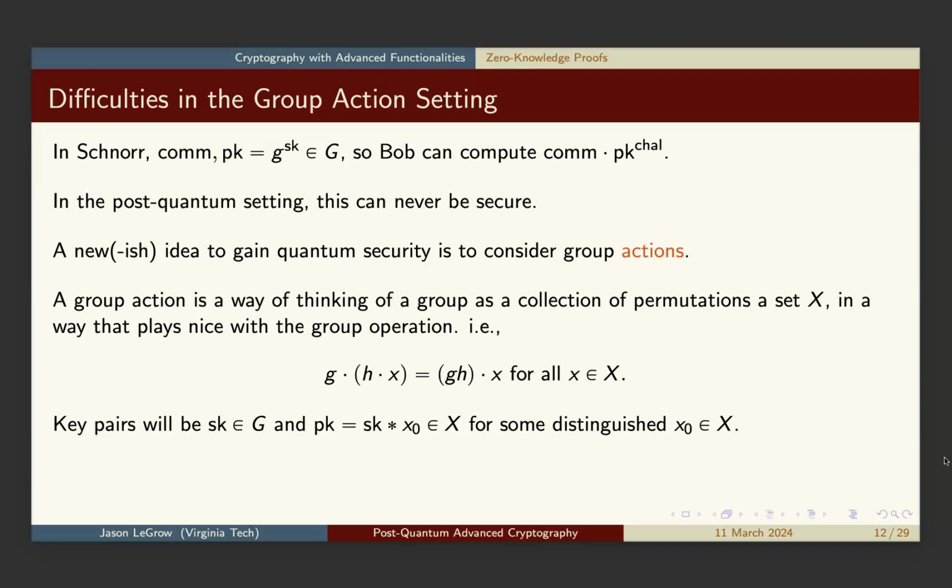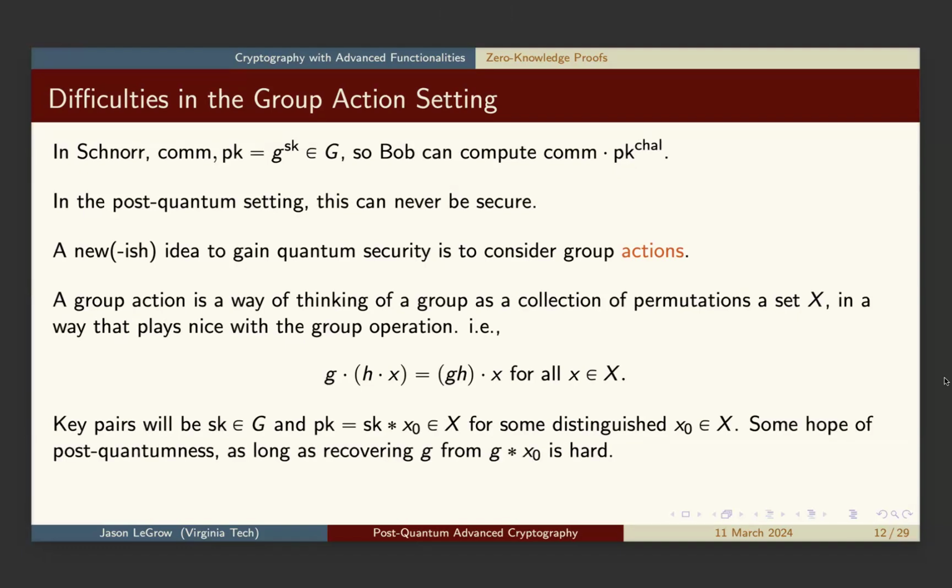And what are you going to do? Well, you're going to take your secret key SK. You're going to act it on some fixed X naught. That's now going to live in the set X. So you pick a distinguished X naught. How you do this depends on the setting that you're in. In isogeny-based crypto, it's super easy. You're always picking the same X naught, basically. In code-based, I actually don't know what you do. Maybe you pick one randomly or something. Doesn't really matter. But the point is that the public key no longer lives in the group. That's really the big takeaway here. The public key no longer lives in the group. It lives in the set X.